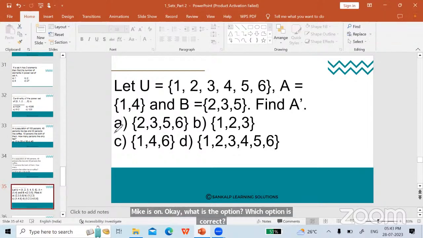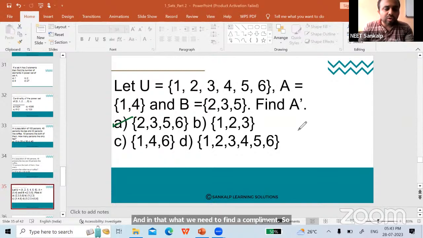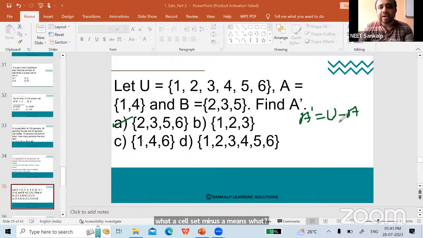A, sir. Are you sure? Yes, sir. How have you solved that? Please explain. So already we know that the universal set is the supreme set, or you can say the superset of all the sets. And in that, what we need to find is the A complement. A complement says that it is U minus set A. Universal set minus A means we write only the elements of the universal set which are not in the set A.